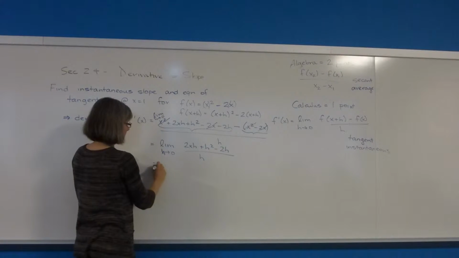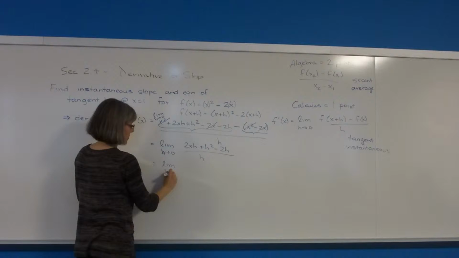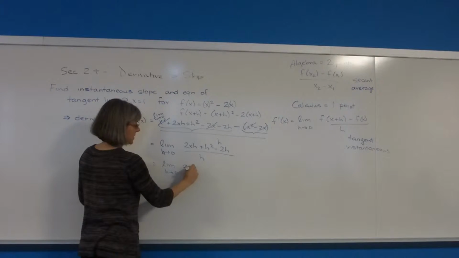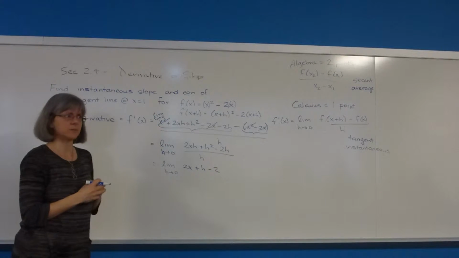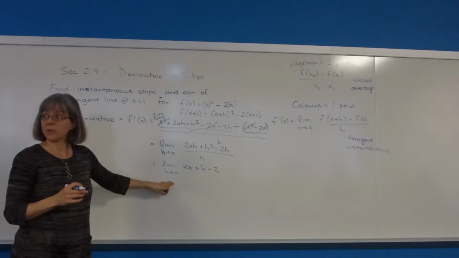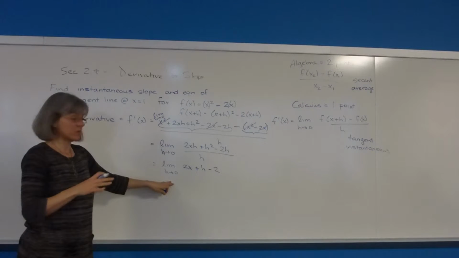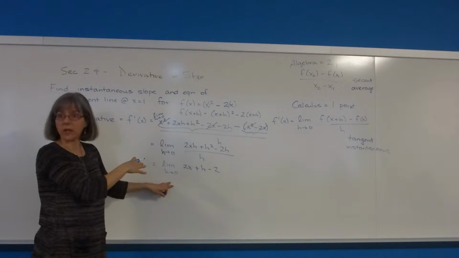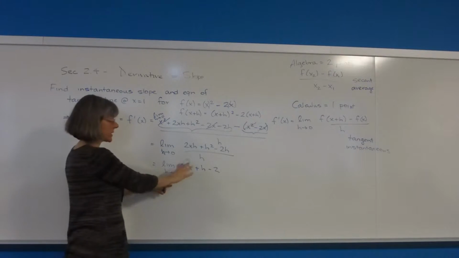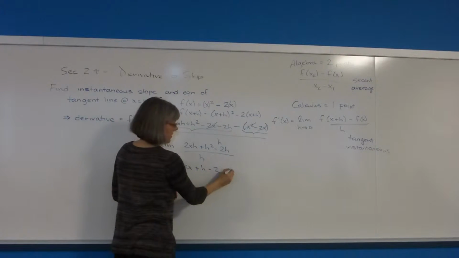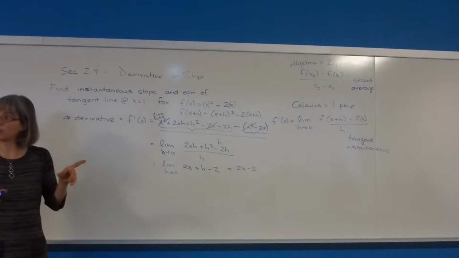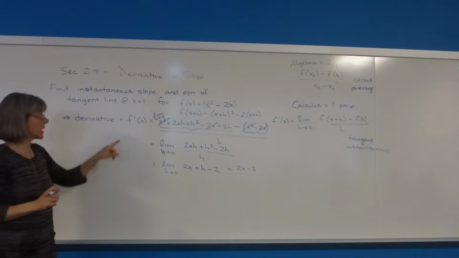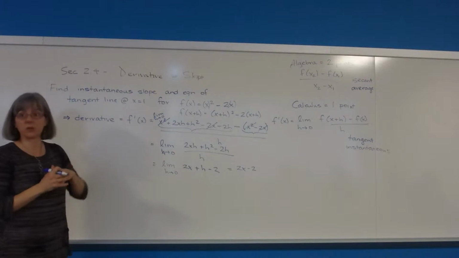Okay? So this would give me limit as h approaches 0 of 2x plus h minus 2. Did I do that right? I think so. So now I'm ready to plug in h. I don't have anything to plug in for x. Is that okay? Yes, you just keep writing it down. So everywhere there's an h, I put a 0. So I'm going to finally get 2x minus 2. So that's the equation, the formula for my slope at any point on this curve.